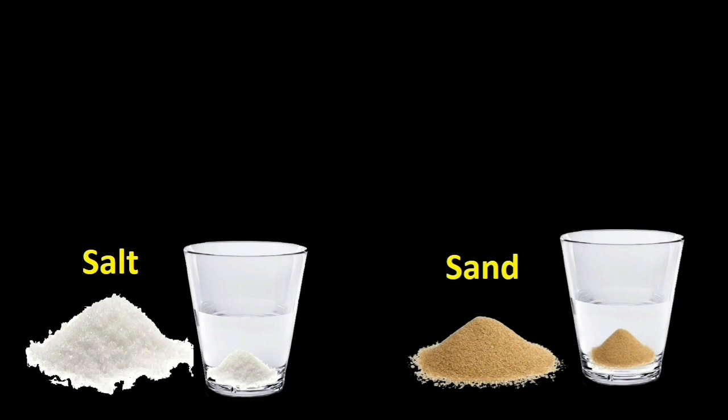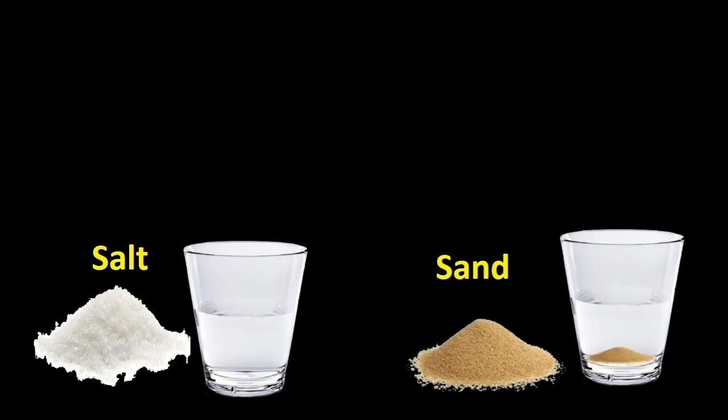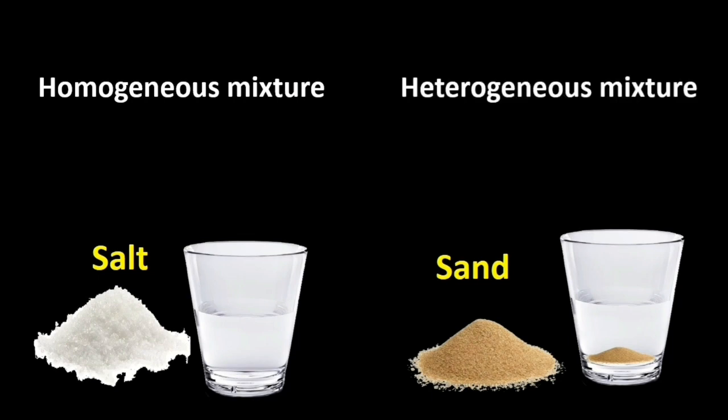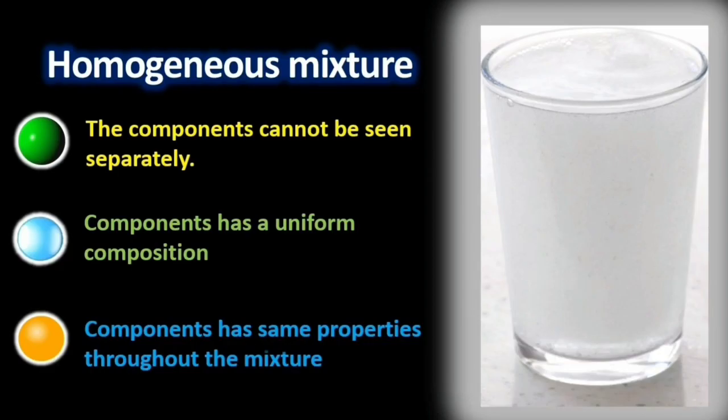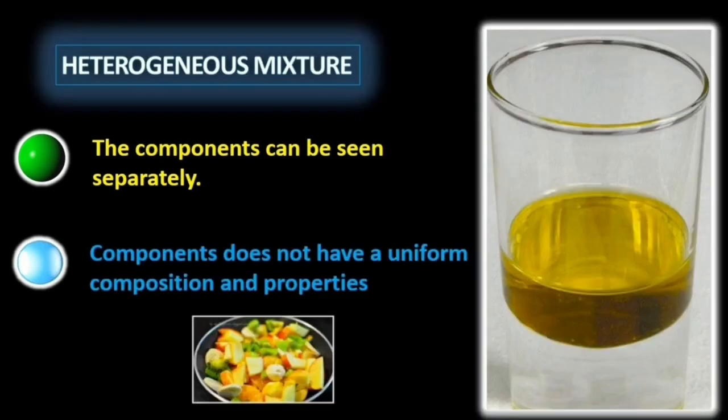What do you observe? You can see that salt dissolves completely in water and this solution is said to be homogeneous mixture, but sand got settled at the bottom. This is said to be heterogeneous mixture. Now we are going to learn how to separate homogeneous mixture and heterogeneous mixture.